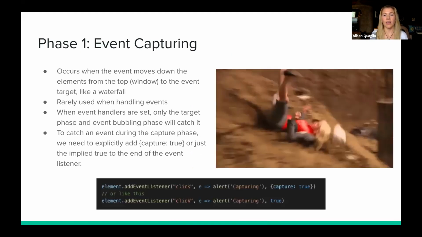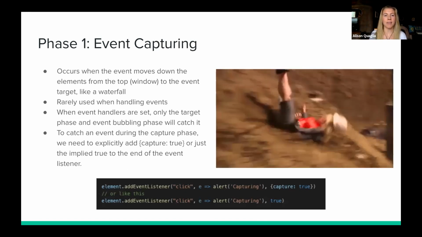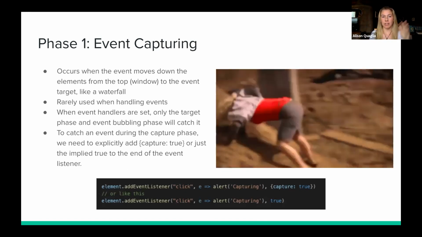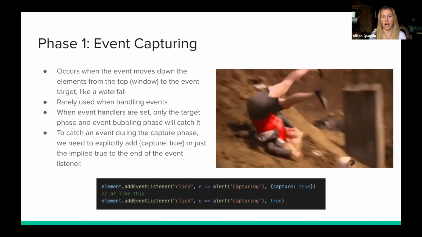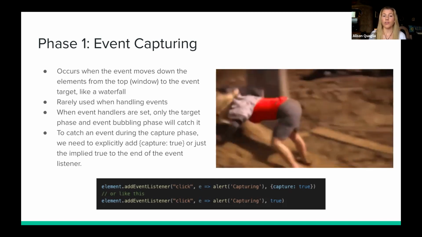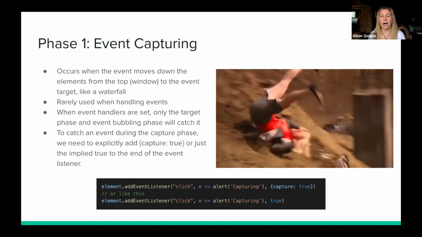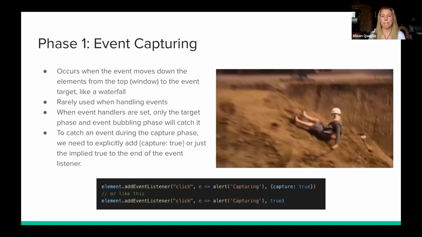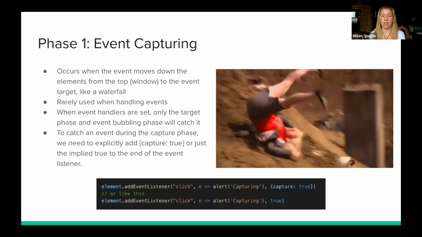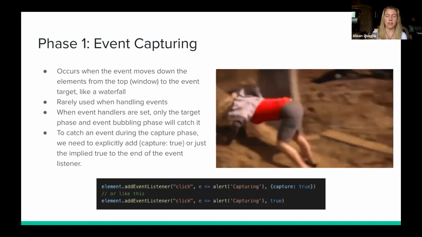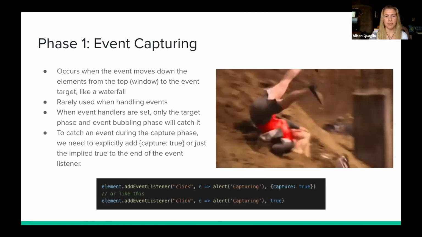So in that first phase, you can kind of picture this sort of like a waterfall, right? It occurs when the event moves down the elements from that top window down to the target. And we rarely use event capturing when handling events. So usually when we're setting event handlers, it's for the target phase and the event bubbling phase. If for some reason you need to attach an event handler to the capture phase, you would need to explicitly put capture true at the end, or just the true, as I have here in the example.